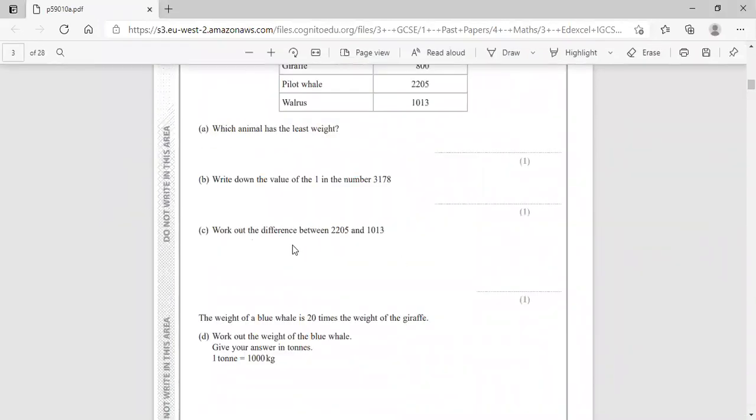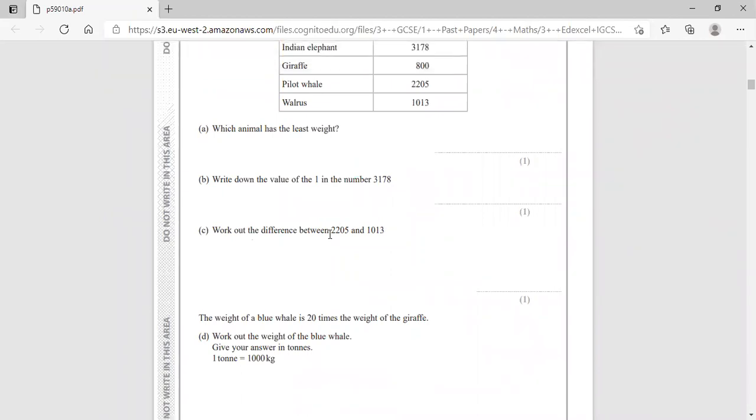Okay, work out the difference between 2,205 and 1,013. So to work out the difference, you subtract one number from the other. So you subtract the smaller number from the bigger number. Okay. So if you put this in your calculator, because this is a calculator paper, there's no point trying to do this in your head. I mean, you could do it in your head first, then check it on your calculator, but the easiest option here is just to use your calculator, and you will get 1,192, and that is another mark.